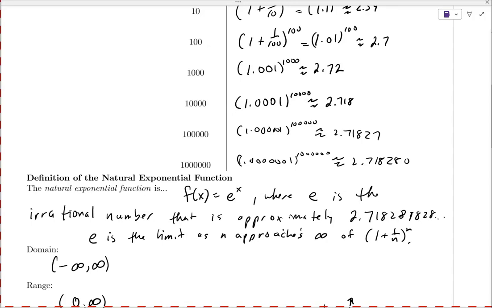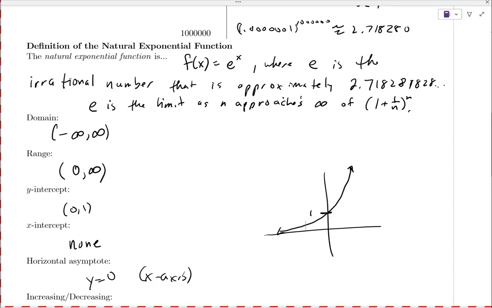In particular, since the base is a number that's a little bit less than 3, the base is greater than 1, which means that our function is always going to be increasing. We talked about exponential functions last time, and when the base is greater than 1, we know that it's an increasing function. So it has this basic shape here to the right that we drew last time.